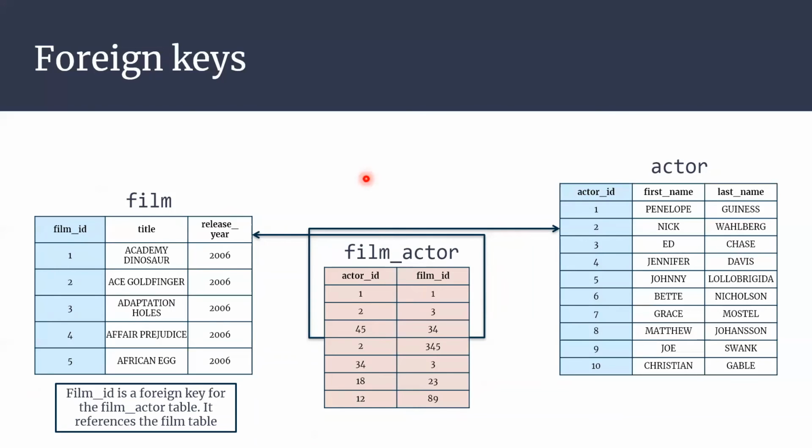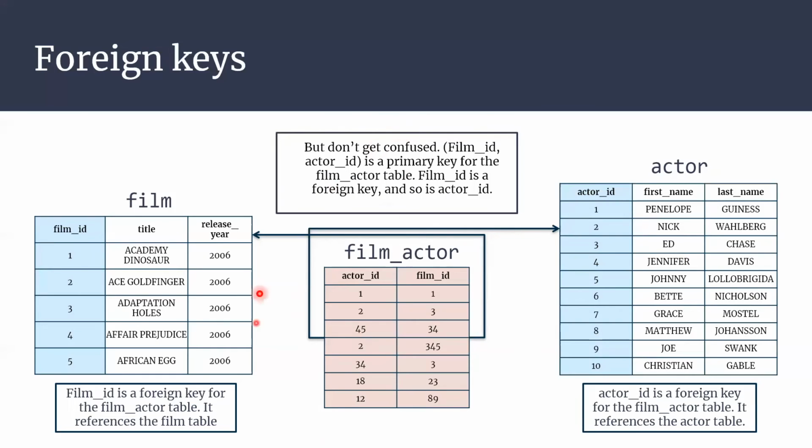So that is essentially what foreign keys are. They come from other tables. So the film actor table doesn't have original columns as such, right? It inherits the film ID column from the film table and the actor ID column from the actor table. So they are foreign keys for these two tables, and that's how foreign keys work. They allow you to refer to other tables.